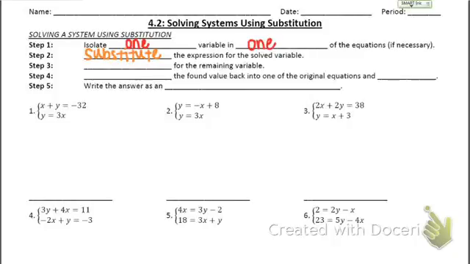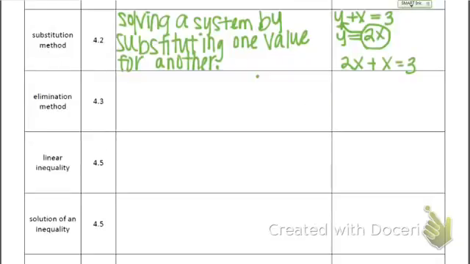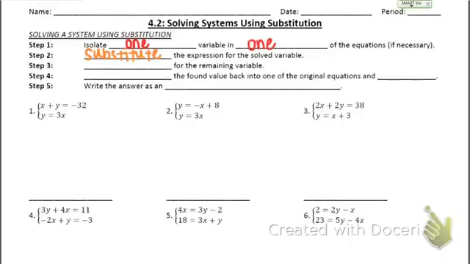The really nice thing about that is, in our previous example, I'm going to go back for a second. On this very last equation that we rewrote, 2x plus x equals 3, what's really convenient that you guys notice about the variables? It's all x's, right? So that's the whole purpose of this. So then we are able to solve for the remaining variable. So that's step 3, to solve for the remaining variable.